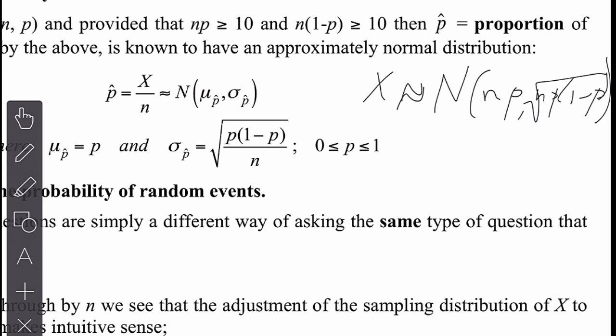By the rules of means and variances and the fact that random trials are independent, all I have to do is divide these by N. So that's what I do. I divide this by N to get the new mean, and I divide this by N to get the new standard deviation.